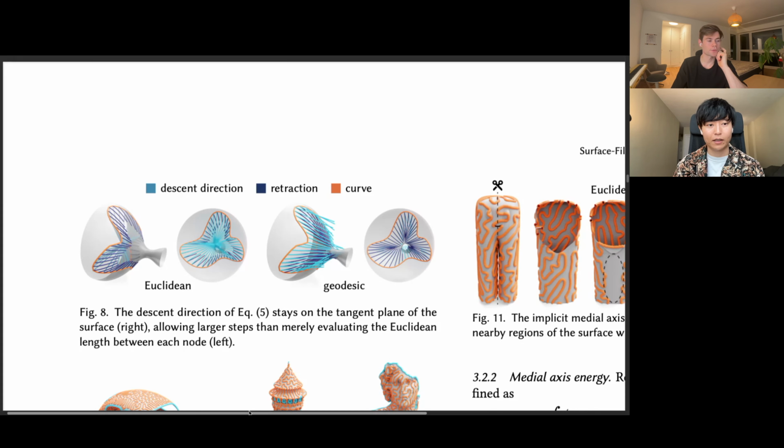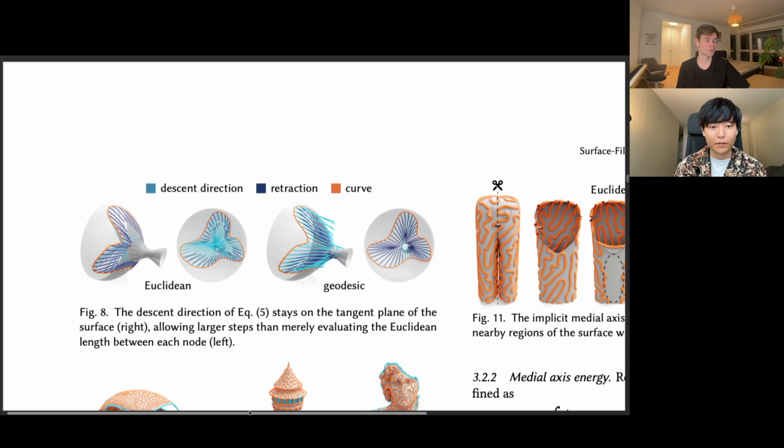How do you see that in this figure? Oh, okay. Sorry, maybe I should have explained that first. Basically, orange is the curve itself, and the light blue arrows are the descent directions, and the blue ones are the projected descent directions on the curved surface. You can see that if you use the Euclidean distance, the paths are pretty short compared to the right one, where we use the geodesic distance in the computation.